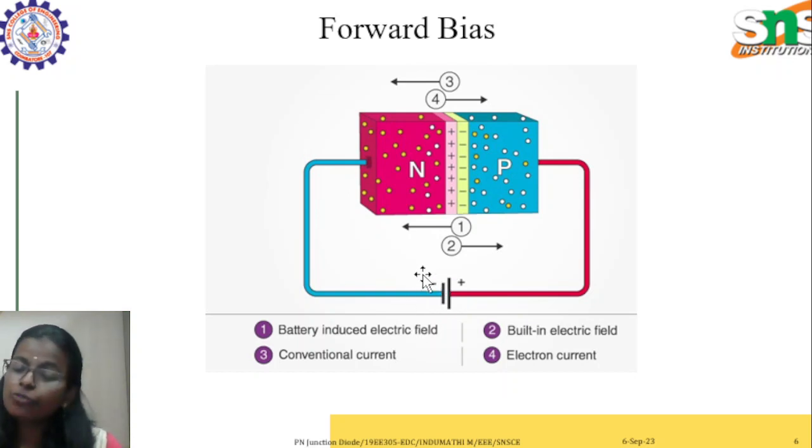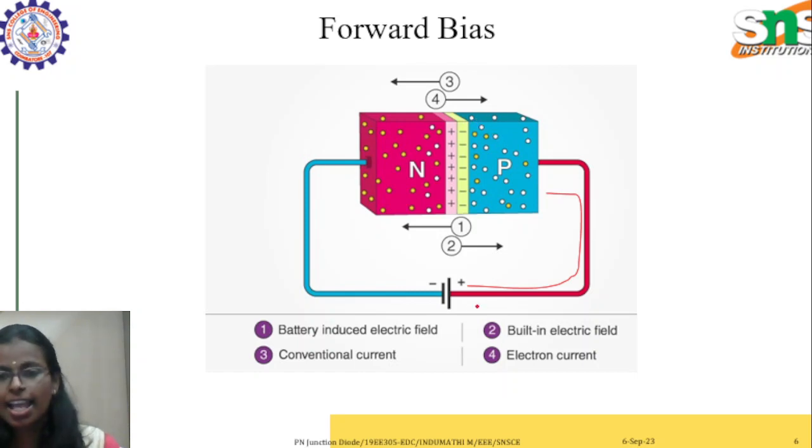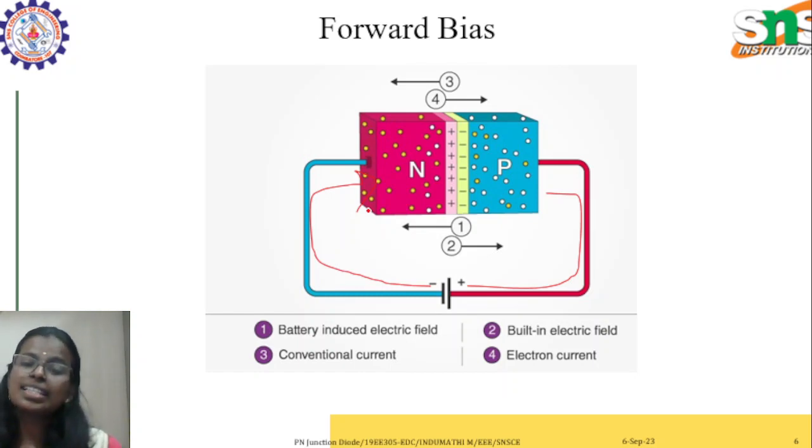In forward biasing, the positive terminal is connected to the P type. Already we have excess holes here, that is positive charge, and the positive charge also goes to the P type. So we have an excess number of holes here, and the negative terminal pushes electrons towards the N type, where electrons are the majority. It compresses and pushes the depletion region, so the depletion region becomes smaller.